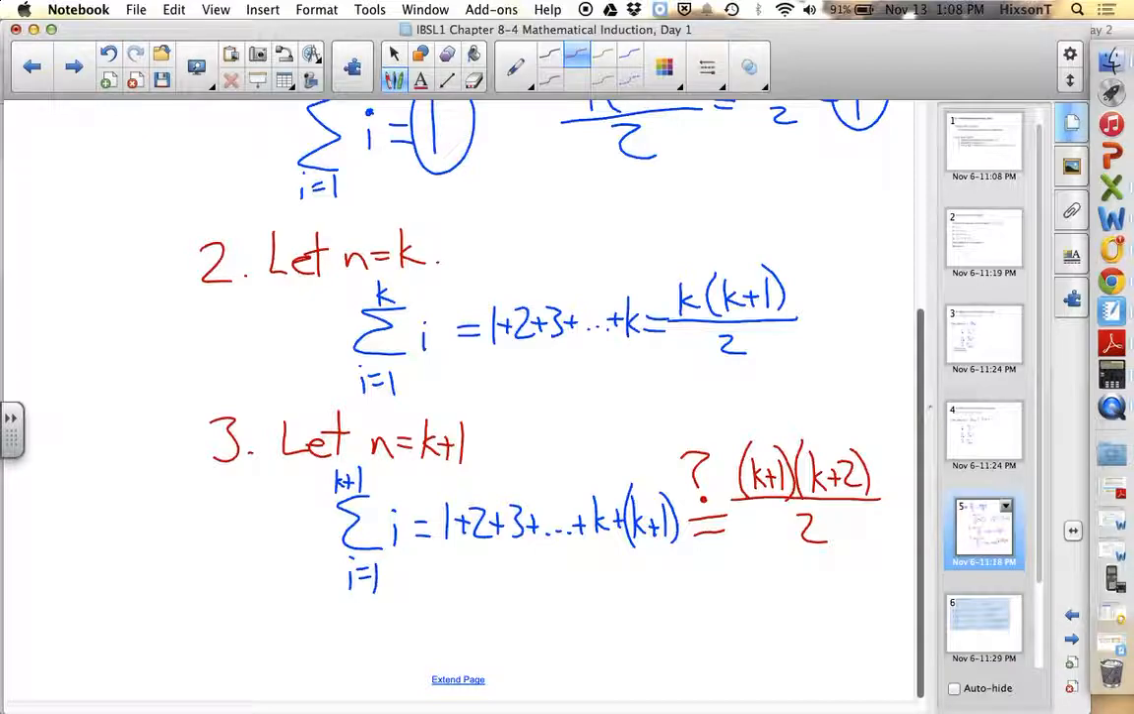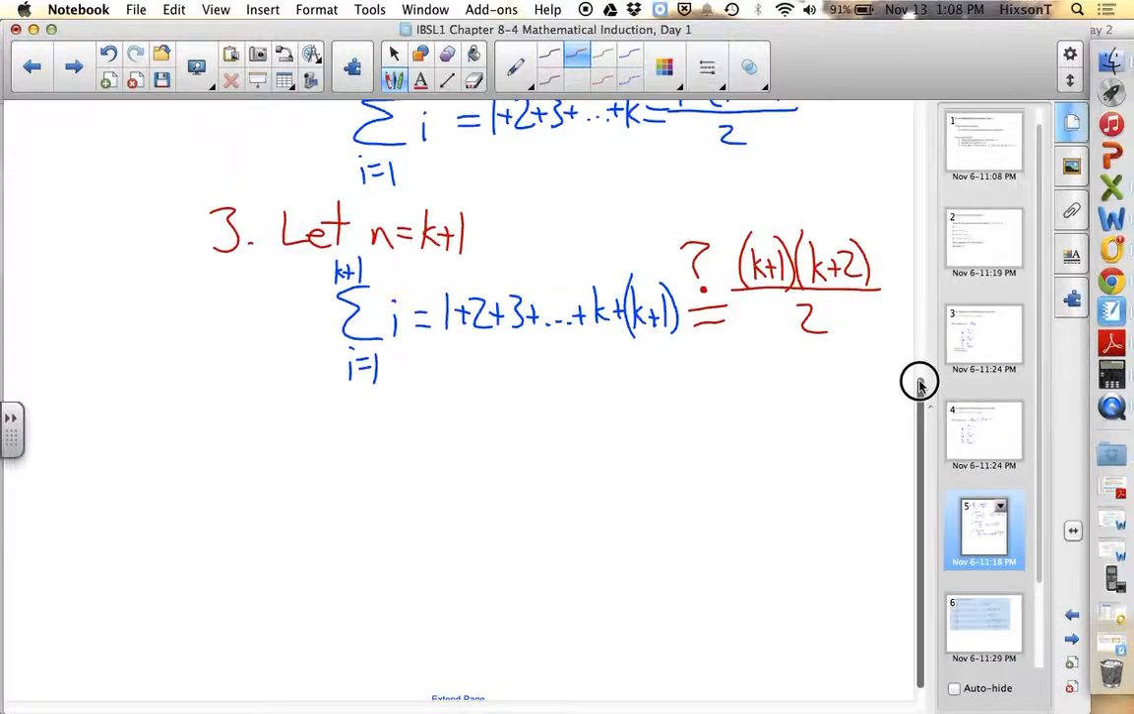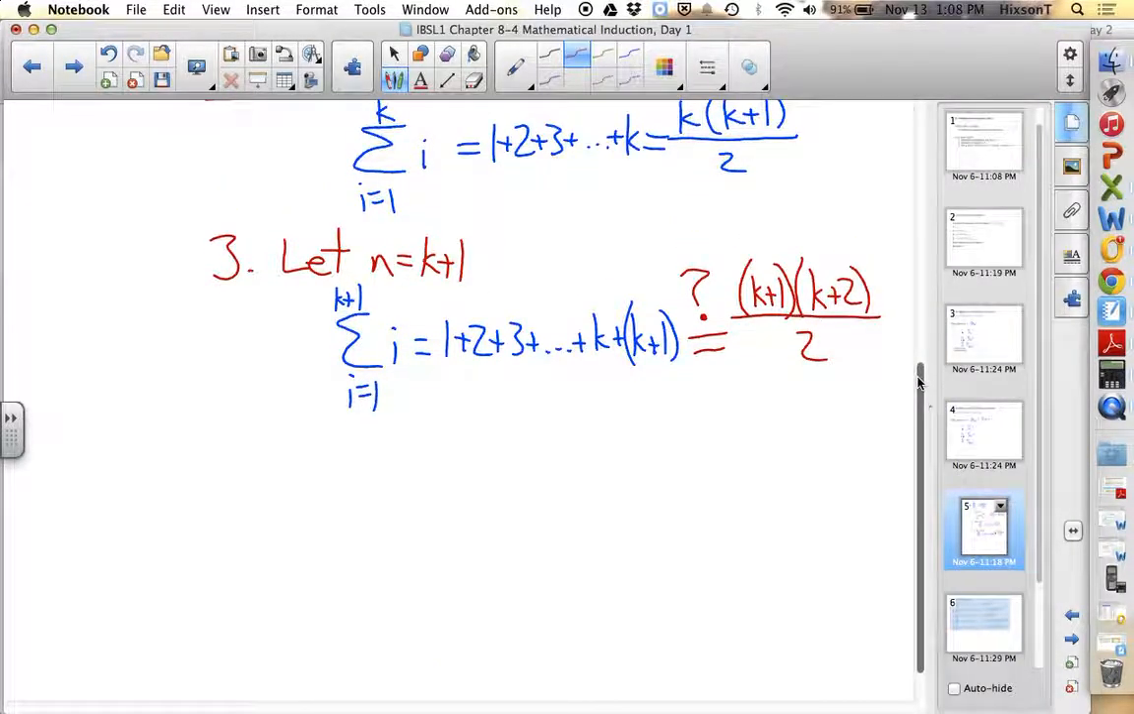Alright? In this case, this is going to be a proof, so we're not going to mess at all with the right-hand side. What we're going to do is deal with the left-hand side only, and make it look like the right-hand side. Okay? So, you'll notice here, well, what do you notice?